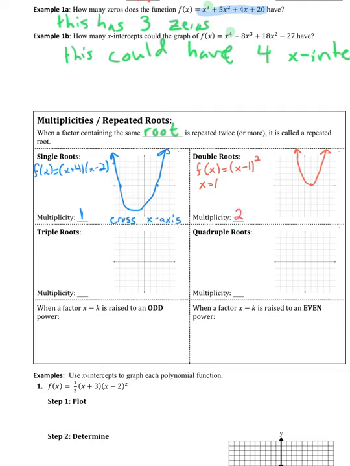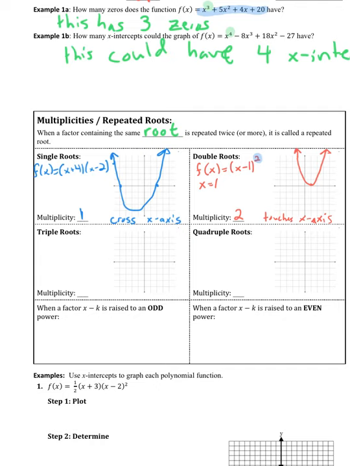It's saying, hey, guess what? There are 2 x's here. All right, and they both happen to have the same x-intercept. So it touches the x-axis, but it doesn't cross the x-axis. That's what a multiplicity 2 looks like.